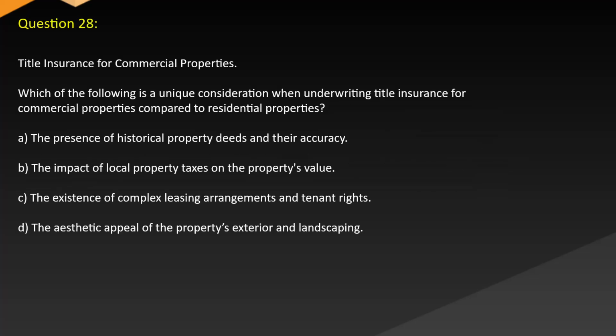Question 28. Title insurance for commercial properties. Which of the following is a unique consideration when underwriting title insurance for commercial properties compared to residential properties? A. The presence of historical property deeds and their accuracy. B. The impact of local property taxes on the property's value. C. The existence of complex leasing arrangements and tenant rights. D. The aesthetic appeal of the property's exterior and landscaping.